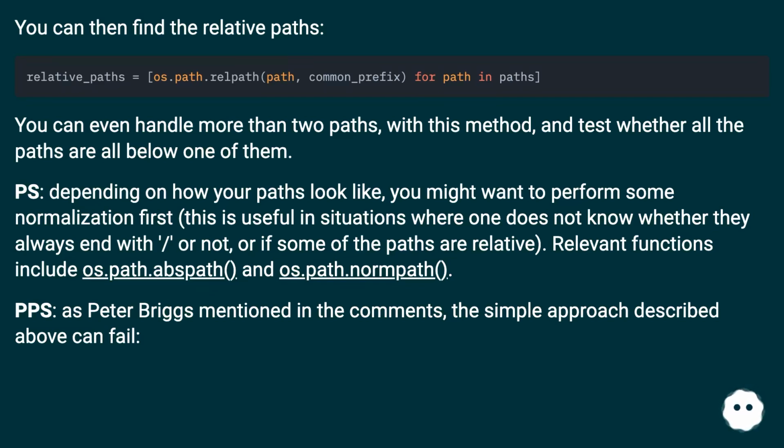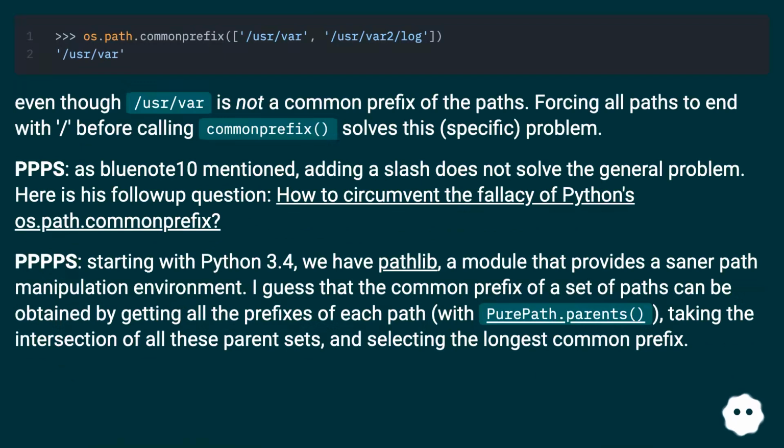PPS, as Peter Briggs mentioned in the comments, the simple approach described above can fail, even though tvar is not a common prefix of the paths. Forcing all paths to end with / before calling commonprefix solves this specific problem. PPPS, as BlueNote10 mentioned, adding a / does not solve the general problem. Here is his follow-up question: how to circumvent the fallacy of Python's os.path.commonprefix?